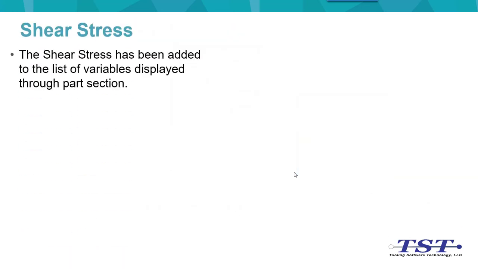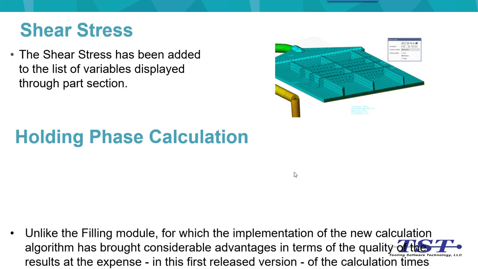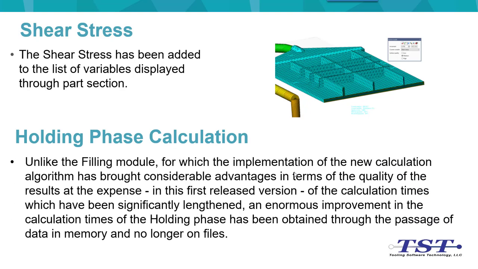We have some new options within shearing stress which have been added to the list of variables when it comes to part selection. We also have some new holding phase calculations, unlike the filling module, for which the implementation of the calculation algorithm has been brought to considerable advantage in terms of quality of the results. In this first release version, the calculation times, which had been significantly lengthened, have seen an enormous improvement in the holding phase through the passage of the data in memory and no longer on the file.